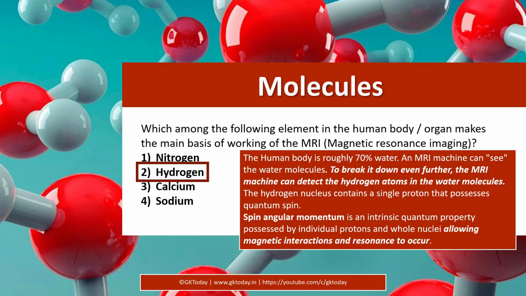So as it happens, we already know the human body is roughly 70% water, right? Now the MRI machine can see the water molecules. What do we mean by see? So water has hydrogen atoms and hydrogen atoms have a nucleus which contains a single proton which contains something called a quantum spin. Now we won't go very deep into this because we don't really need it. What you need to understand is this quantum spin is an angular momentum which is a quantum property and is possessed by individual protons. And it allows for magnetic interaction and resonance. As a result, this magnetic resonance imaging machine can detect those atoms. So, hydrogen is the correct answer.